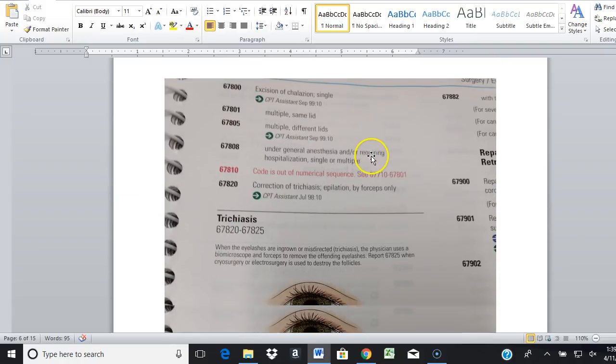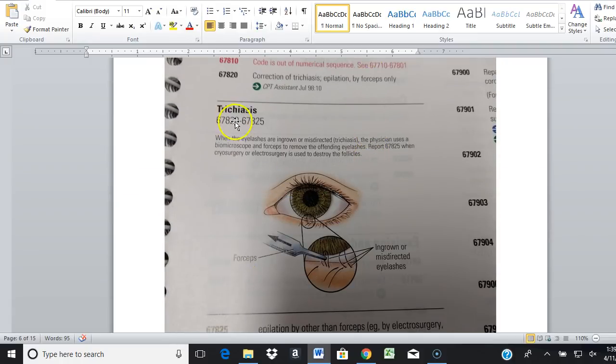Now, I want to show you that this procedure right here, the trichiasis, can be done by a primary care physician, by a general practitioner. It can be done by an ER doc. All this is plucking out an ingrown hair. Okay, so the biggest thing that we need to know is this can be done in the office, but it also can be done as part of a larger procedure as well.